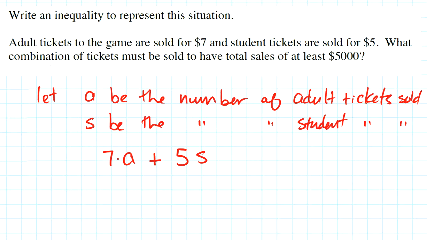All I'm doing is writing an inequality, and the inequality I'm supposed to write says that the amount of money I generate is at least $5,000.